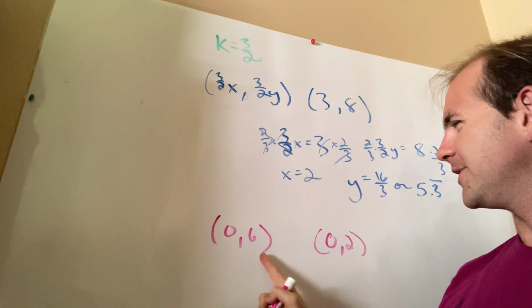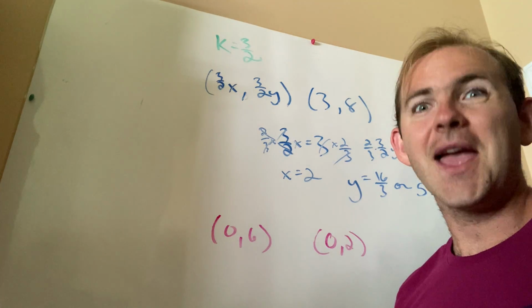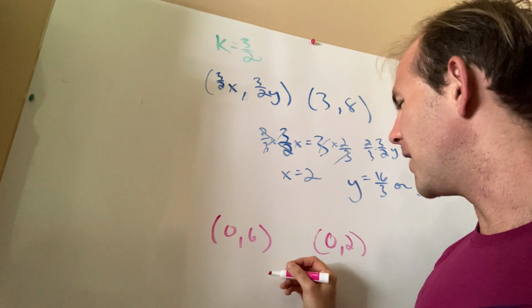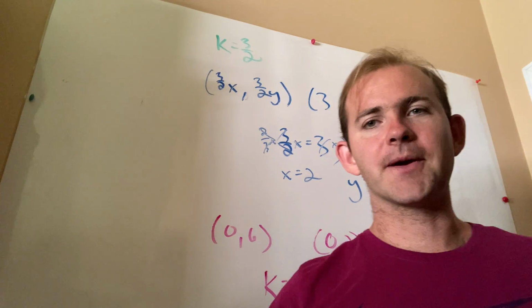Let me ask this. What do I have to multiply 6 by in order to get 2? Well, I have to divide it by 3, right? But that's the same thing as saying I multiply by 1/3. So that would mean that the scale factor is 1/3.